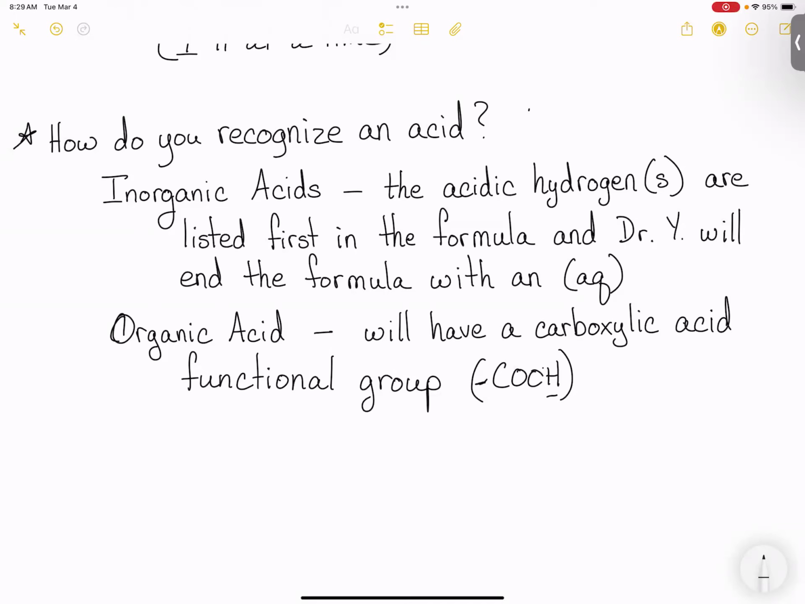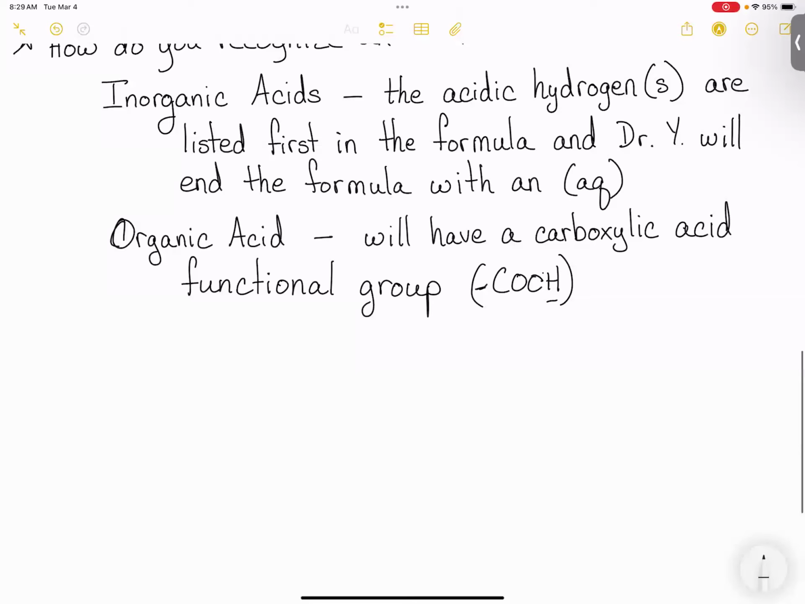For an organic acid, it's going to contain the carboxylic acid functional group, which means it's going to contain a COOH group, and that hydrogen attached to the COO is your acidic hydrogen. You're not going to see these organic acids to any great extent. We're mainly going to see the inorganic acids in this course.